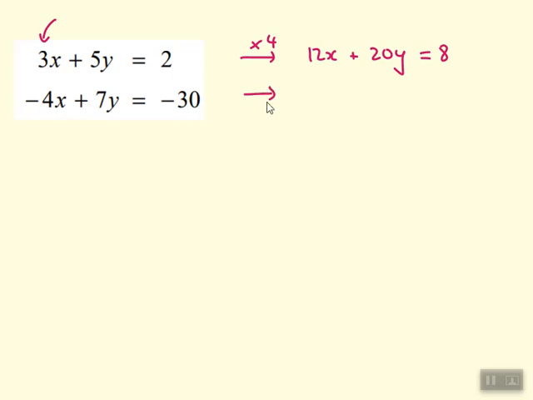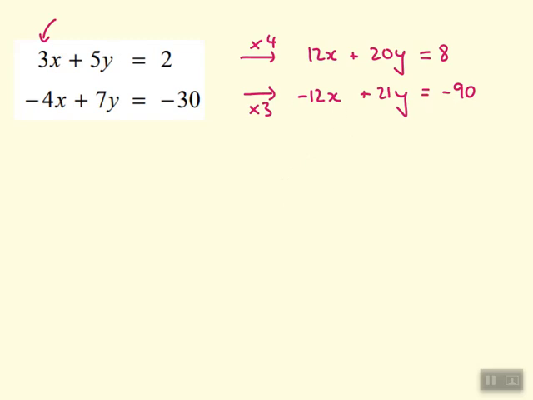The bottom one, I'm going to times it by 3. Now, remember I said to you, I don't care about the sign. I just care about the digits, the numbers. So I'm trying to get a 12, so I'm going to try and get a minus 12 here. If I multiply it by 3, I get minus 12x plus 21y equals, what's 3 times that? Minus 90. Okay, so this is the equation so far.